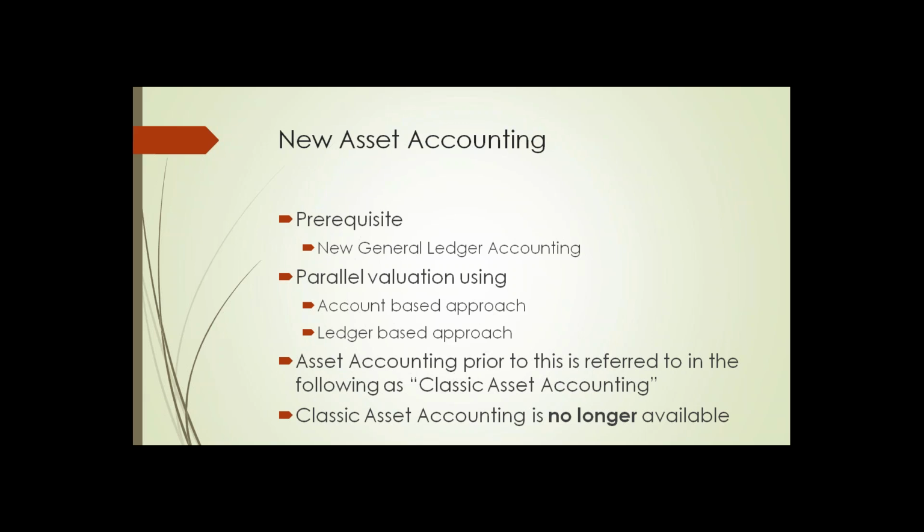So this line, prerequisite of new general ledger accounting, means you cannot implement new asset accounting into the classic GL accounting which is not updated to simple finance yet. So if you are using classic GL accounting today, without implementing simple finance, and you are planning to implement new asset accounting directly, you cannot. But if you are using classic asset accounting on simple finance, this means you have already been migrated to simple finance, and within simple finance there is no prerequisite. You can directly implement new asset accounting.